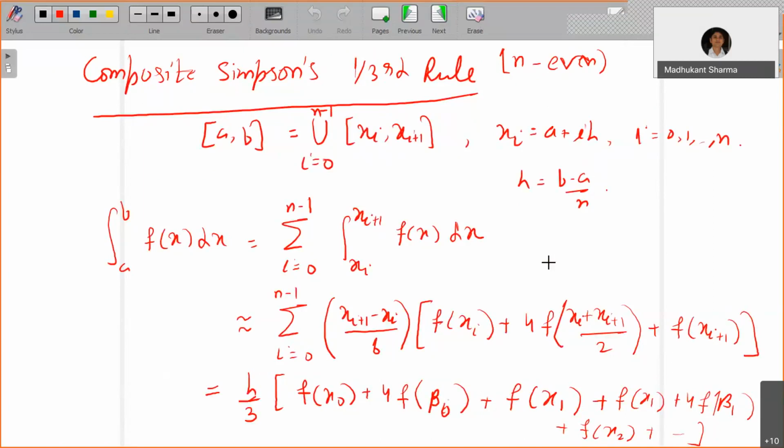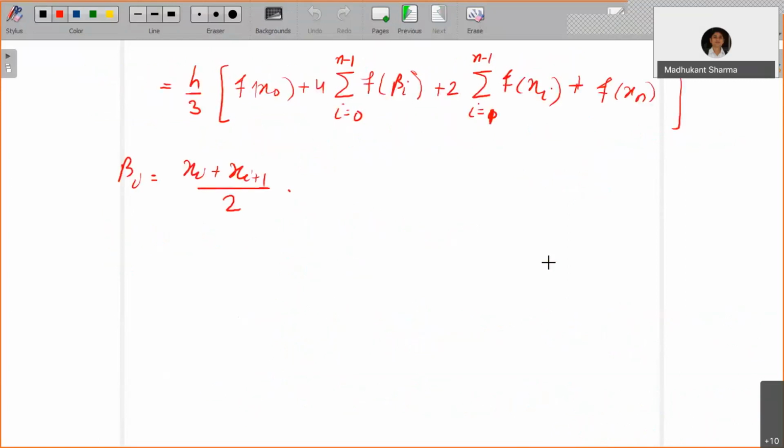So f of x naught and f of xn will not be occurring anywhere else in between. f of x1 and so on, f of xn minus 1 will be repeated twice, and the function value at each midpoint of the interval xi to xi plus 1 is going to be taken 4 times. Now if you look at the table, why we have decided n is even, or the number of points are odd, then see what h is here. This h is the interval length x naught to x2.